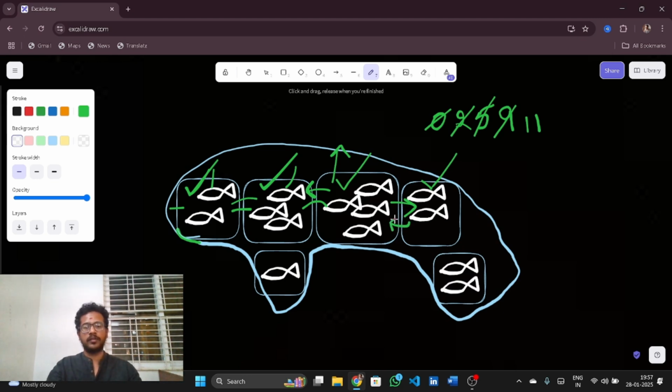Now I'll go left and it is already visited, so I ignore that. If I go to the top, it is out of bounds, and right is also out of bounds. Then if I go bottom, I get 2 fishes again, so I increment to 13. Now at this cell, left is out of bounds, the top is already visited, the right is out of bounds, and the bottom is also out of bounds.